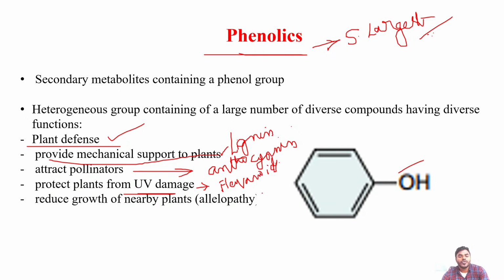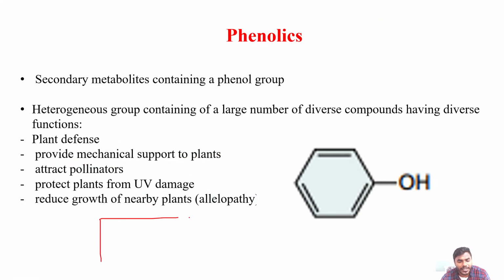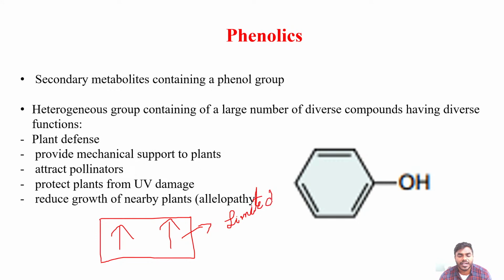And friends, phenols can reduce the growth of nearby plants. What do we call that mechanism? Allelopathy. I told you last time. Suppose, for example, there are two plants living in one particular area, and the condition in that area is that all the resources are limited. Because the resources are limited, friends, both plants cannot survive. There is a possibility that only one plant can survive. What happens at that time?